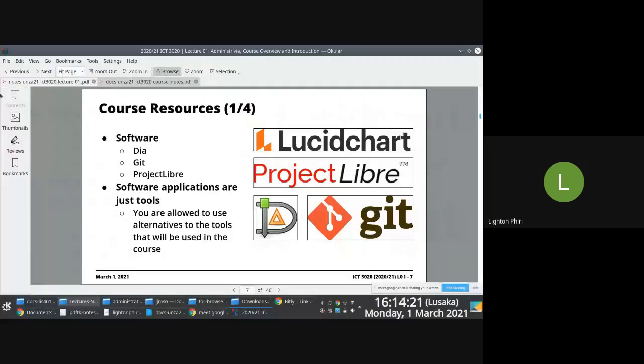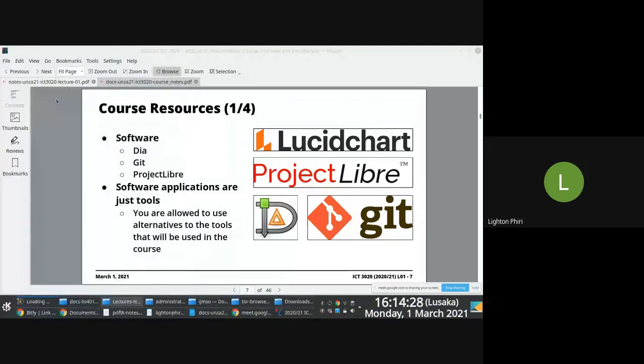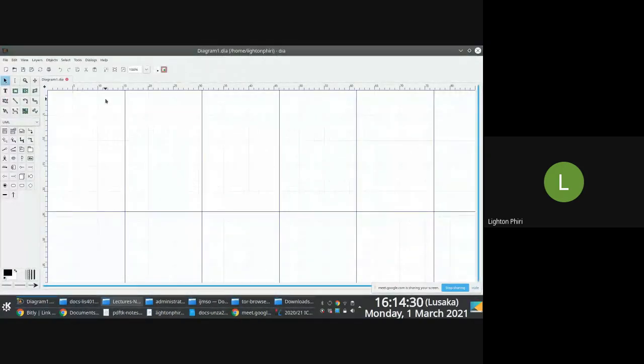Dia does pretty much what Lucidchart would do for you, except it's an offline tool that you can use. Lucidchart is a cloud-based platform, so what that means is you need a dedicated internet connection, but with a tool such as Dia, for instance, you can pretty much just install it on your computer and be able to use it offline. Interestingly enough, most of these tools will allow you to export artifacts that you create or generate into a format that can later be used in a completely different software application, right?